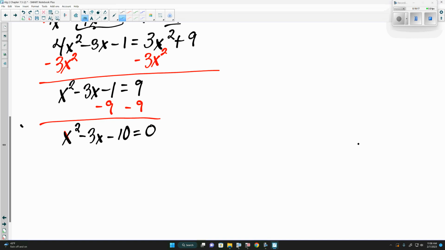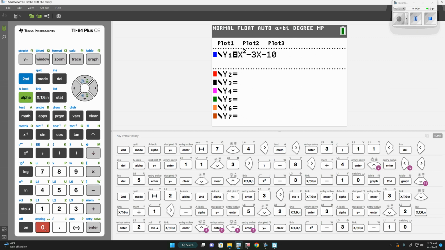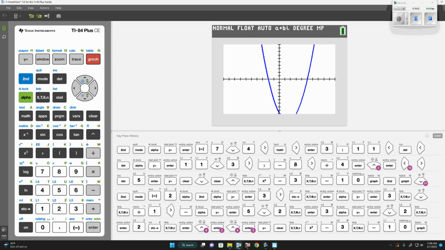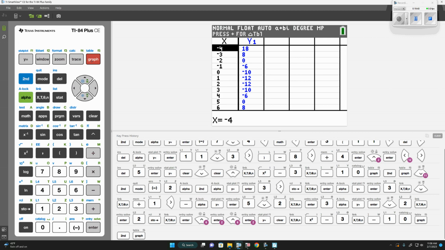So another way we could do this is to graph it, if y'all remember graphing quadratics. So we'll type it in as x squared minus 3x minus 10 and hit graph. Because wherever it crosses the x-axis would be the solutions. Or we can go second table, and we can look for what values of x will make the y value be 0. And we should have 2 for quadratics, which are negative 2 and 5.